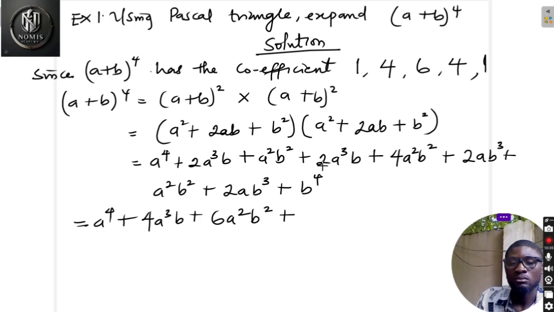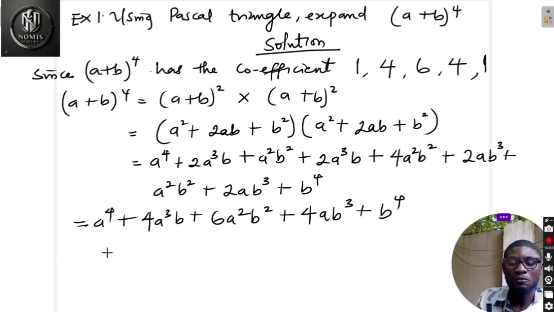Then we have 2ab cubed, and another 2ab cubed. Do we have another ab cubed? We have another 2ab cubed here. So that will be 4ab cubed. So plus b raised to the power of 4.